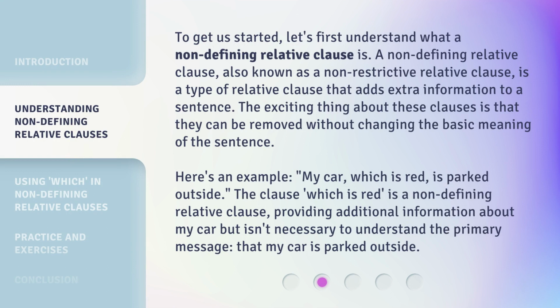To get us started, let's first understand what a non-defining relative clause is. A non-defining relative clause, also known as a non-restrictive relative clause, is a type of relative clause that adds extra information to a sentence. The exciting thing about these clauses is that they can be removed without changing the basic meaning of the sentence. Here's an example.